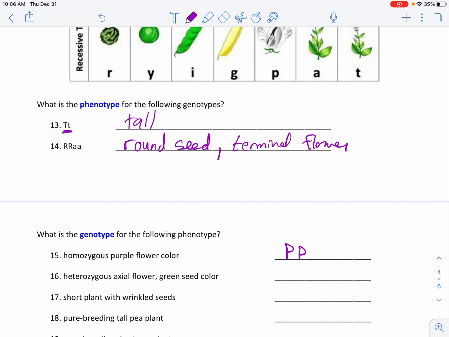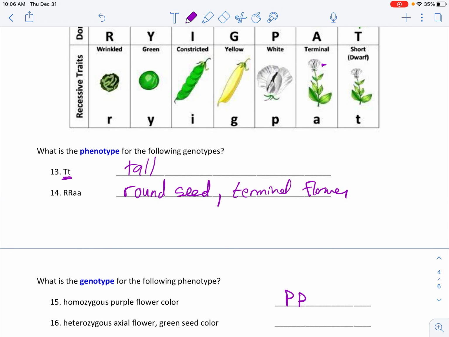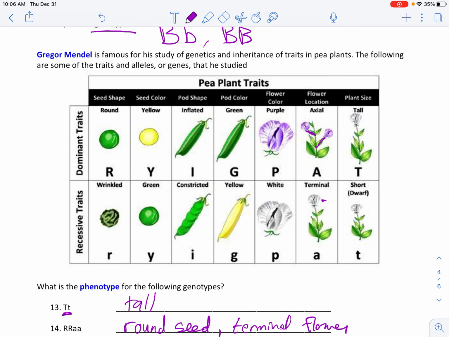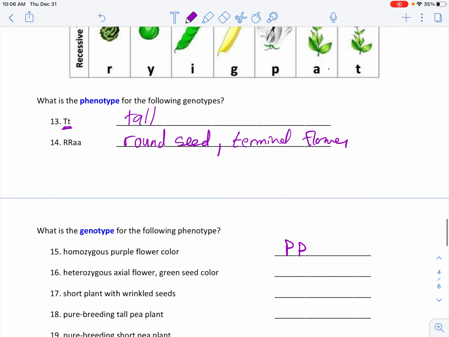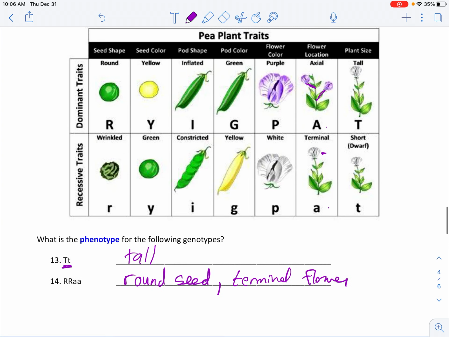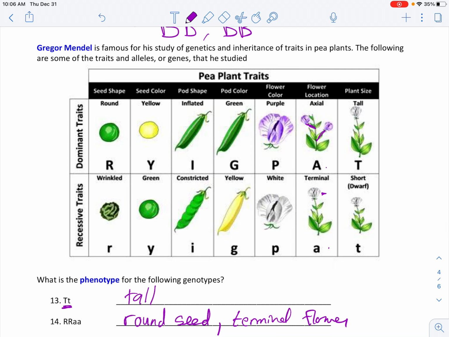Heterozygous axial and green seed color. So two traits here. Heterozygous axial is the A. Heterozygous means one of each. Green seed color, that would be this one. And the only way to get green seed color is to have little y, because if you had a capital Y, then it would be yellow.